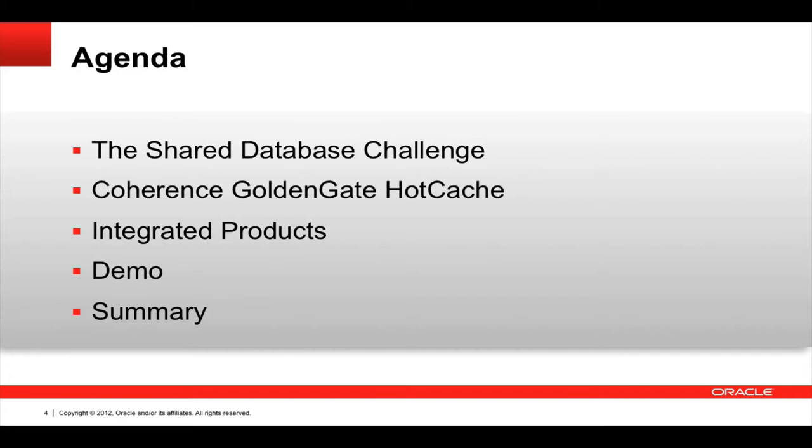So our agenda today is to look at the challenge faced by developers who are sharing a database between Coherence applications and other third-party applications you may have in your enterprise. Then I'll introduce the GoldenGate HotCache feature and explain what it does. We'll take a look at the various products that are integrated by the HotCache feature, the things that make up the functionality that we're going to see. And then I'll give you a demo, and then we'll summarize it.